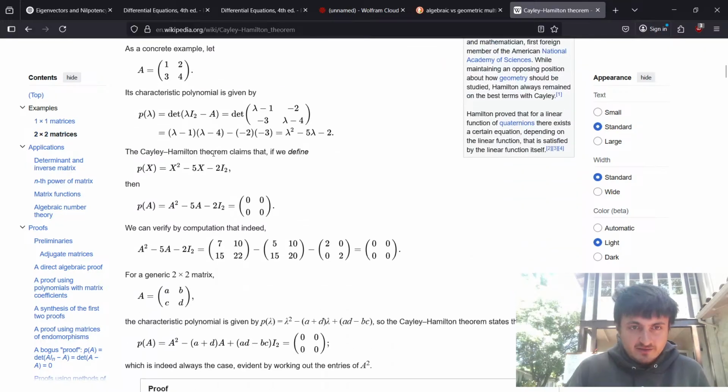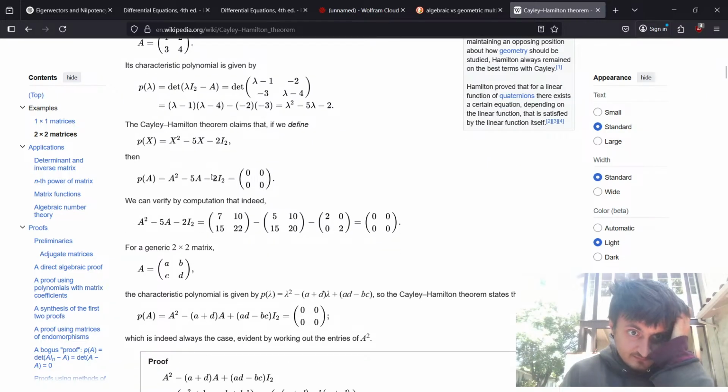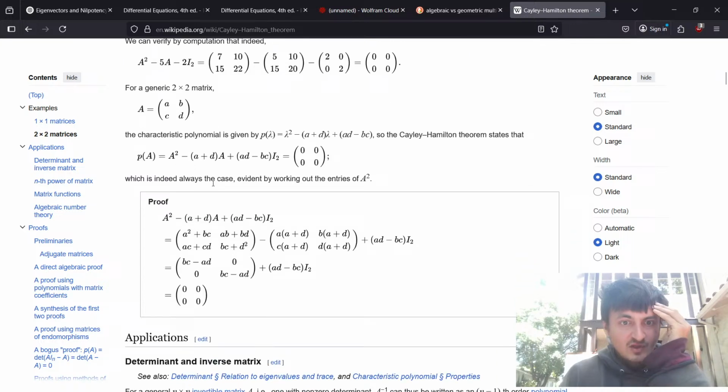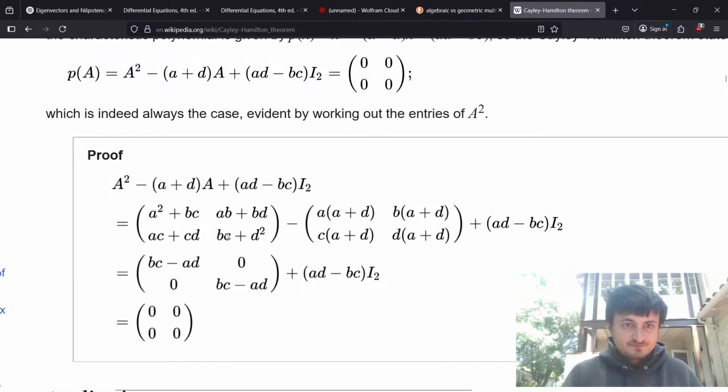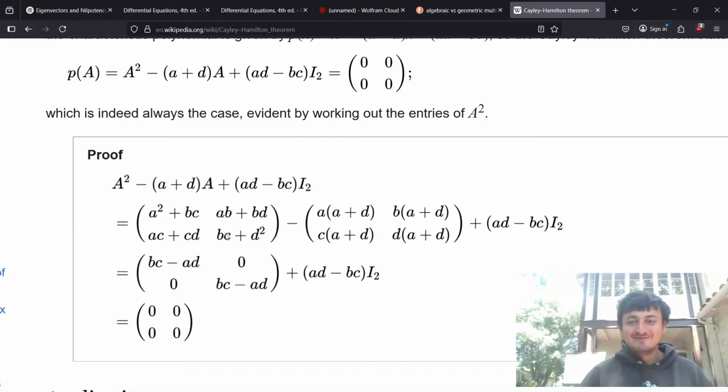Okay, cool. All right. The Cayley-Hamilton theorem claims that if we define... here we go. Here's the proof. Okay, so we were on the path of proving Cayley-Hamilton. That's sick. Wait, were we? No, not really. Not quite.